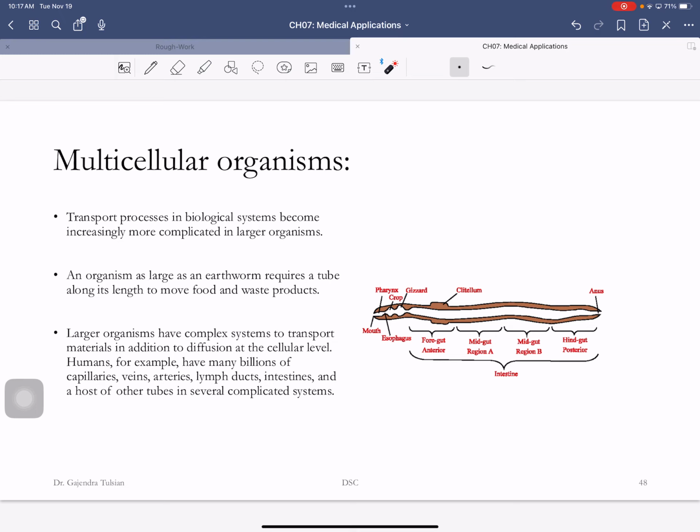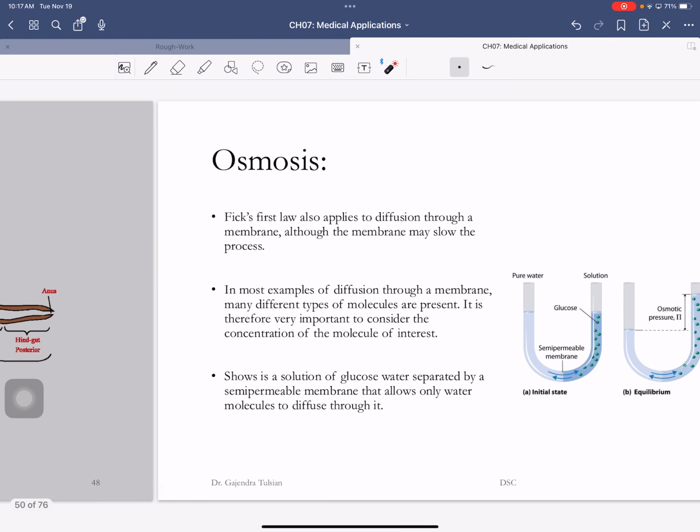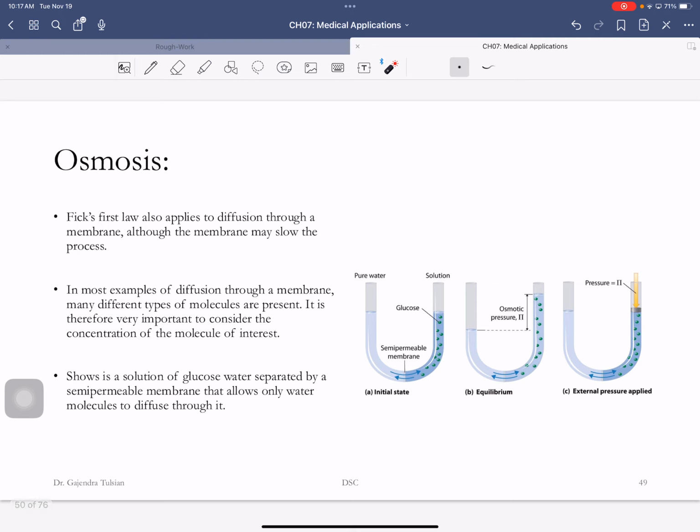So you eat a meal, and nutrients have to be transported from your digestive system through a circulatory system to your cells. Humans, for example, have many billions of capillaries, veins, arteries, and a host of other tubes in several complicated systems to transport material.